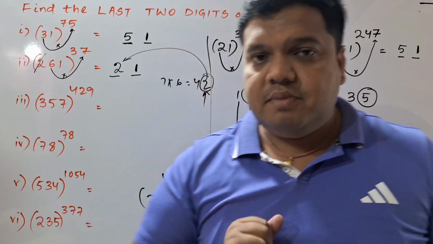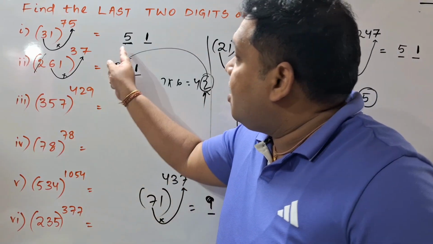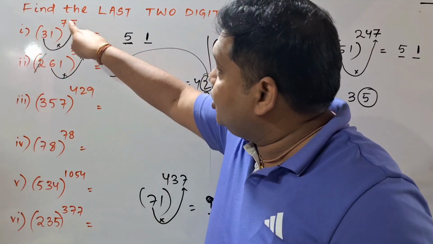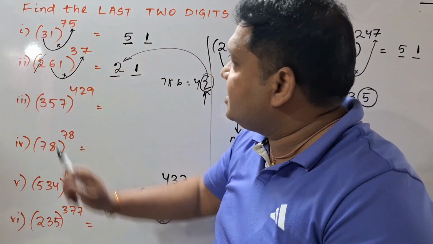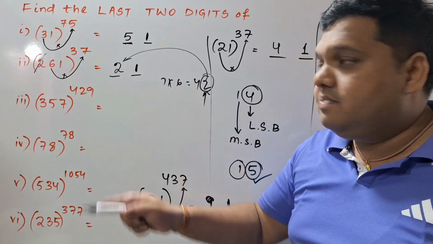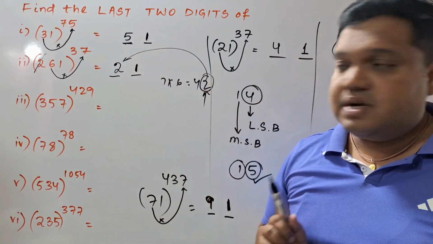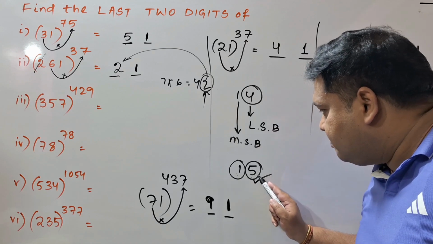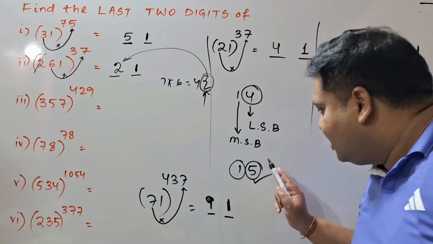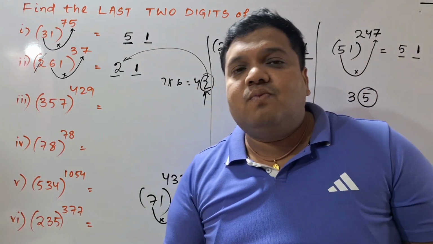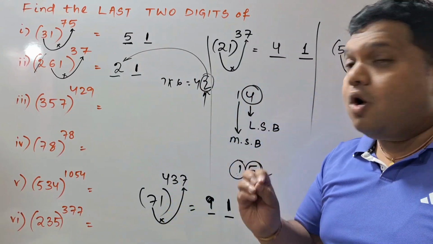That is point number 1 to remember. Second point, how to find the tens place? The tens place of the base into the unit place of the power. You just multiply. 3 into 5 is 15, so write 5 here. In 15, the least significant bit and most significant bit, you have to write the least significant bit here. In this way, you find the last two digits of an odd base.